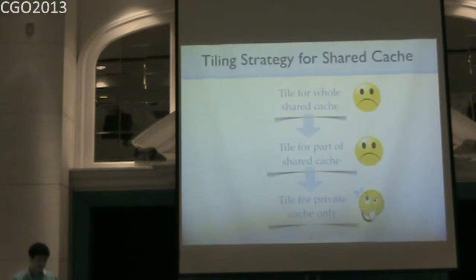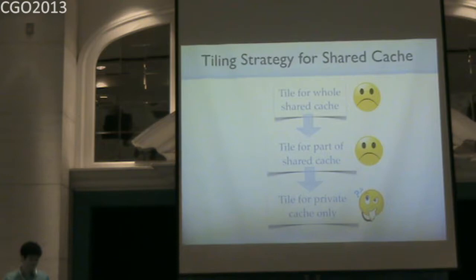So what do you think is the right way? If we tile for the whole cache, that's inconsiderate, so that's certainly not a good idea. But if we tile for part of the shared cache, then the question is how much? Since we don't know who this program is going to run with, that's hard to determine. A safe strategy, we thought, at least I thought, is that we can tile for private cache. In that case, we don't really have to rely on cache sharing.